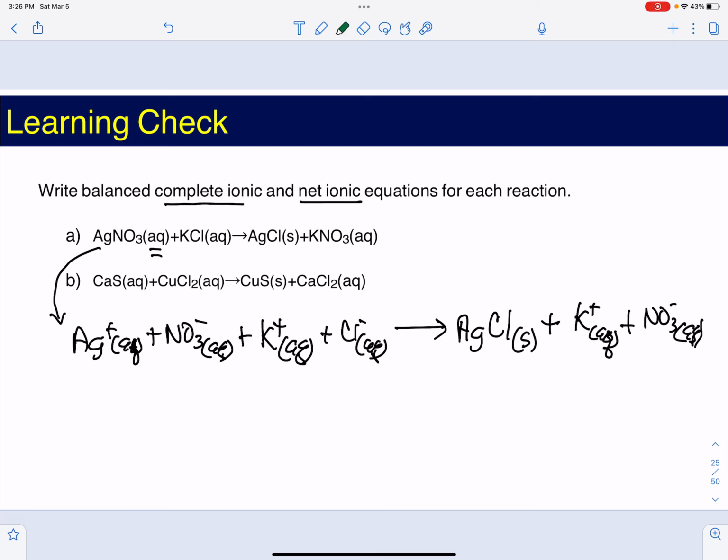Why is this one the complete ionic? Because this is an ion, this is an ion, this is an ion, this is an ion. This you cannot break, and so everything that I can break into ions, I broke it into ions. So now I can use my complete ionic to say what repeats on both sides. The nitrate is on both sides. The potassium is on both sides. So those are my spectator ions.